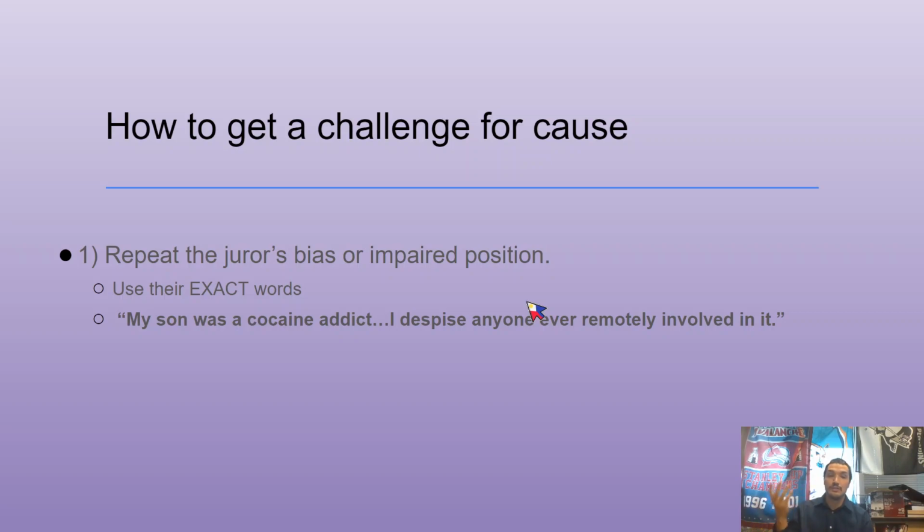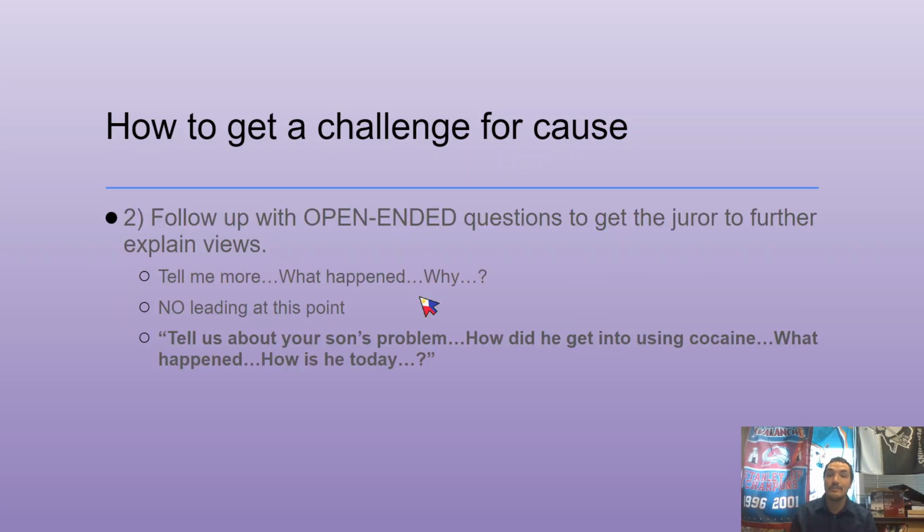So this is what we would do. We'd ask a question first and foremost: does anyone have experience with drug possession? And then one of the people might say, well, my son was a cocaine addict. I despise someone even remotely involved in it. You would want to make sure that you repeat those same words. So you say, your son was a cocaine addict and you despise people that are remotely involved with it, right?